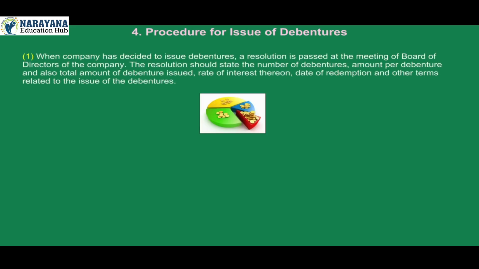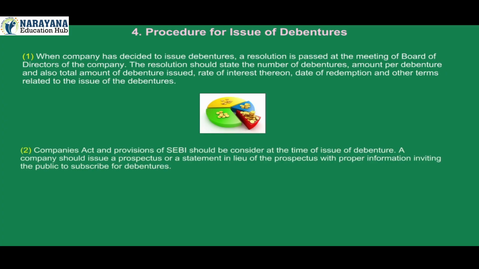4. Procedure for issue of debentures. 1. When the company has decided to issue debentures, a resolution is passed at the meeting of the board of directors of the company. The resolution should state the number of debentures, amount per debenture and also total amount of debentures issued, rate of interest thereon, date of redemption and other terms related to the issue of the debentures.